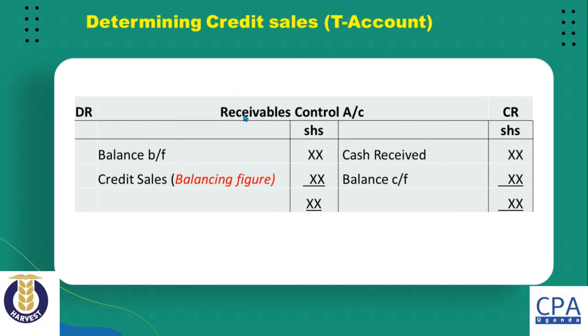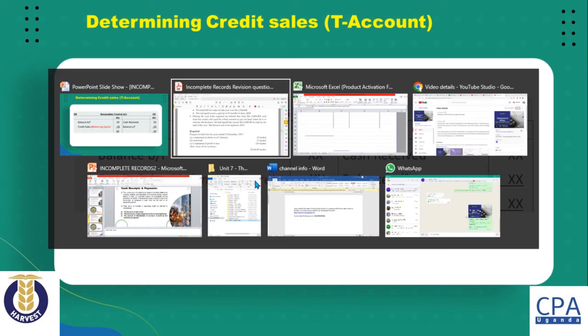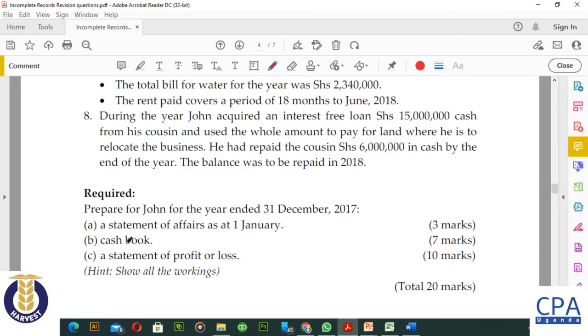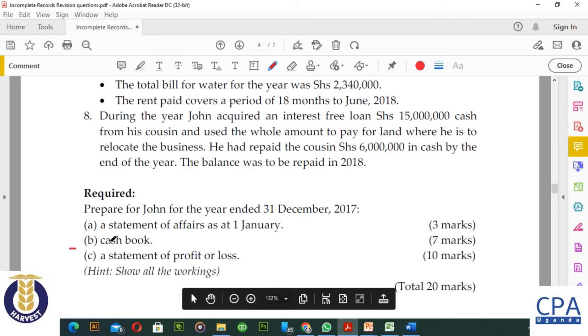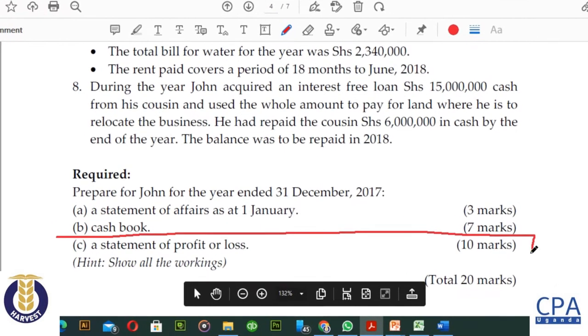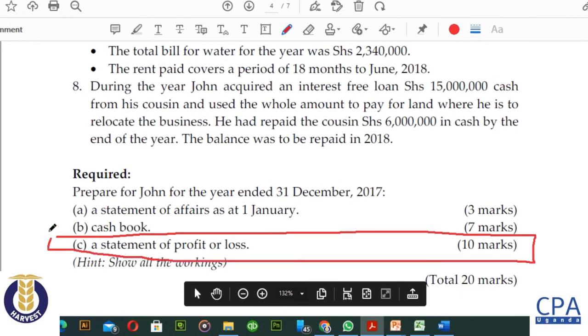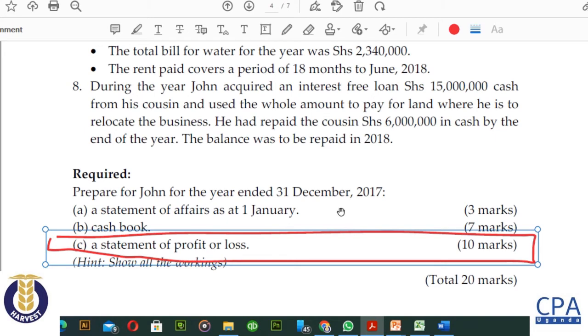So I'm going to use the receivables control account, which is a T account. I'll put my opening balance on the debit, closing balance on the credit, the cash paid on the credit, and then the balancing figure is going to be the credit sales. As I've mentioned, you need the credit sales to prepare the statement of profit or loss, which is part 3 or part C of our May 2018 exam type question.